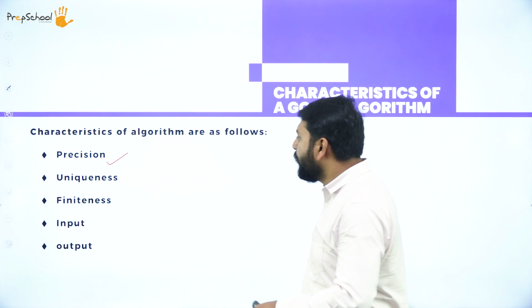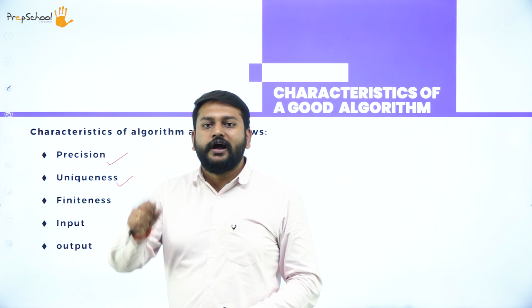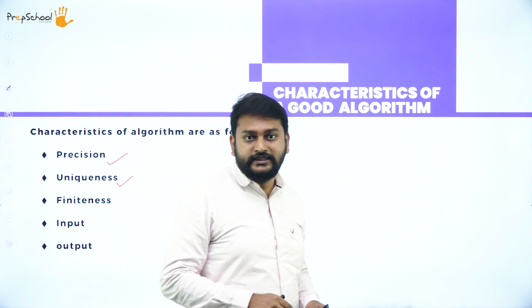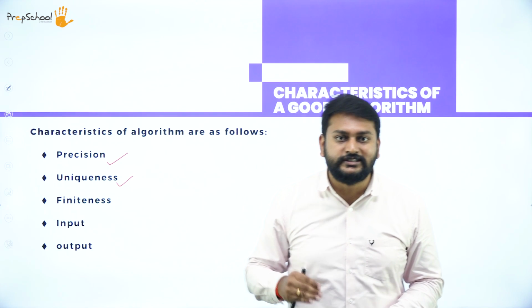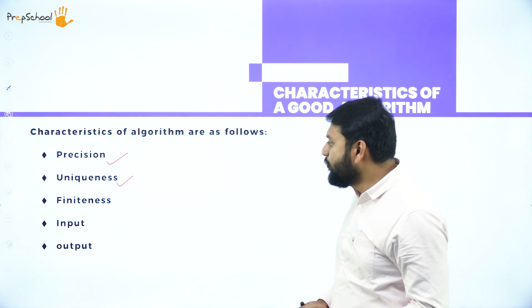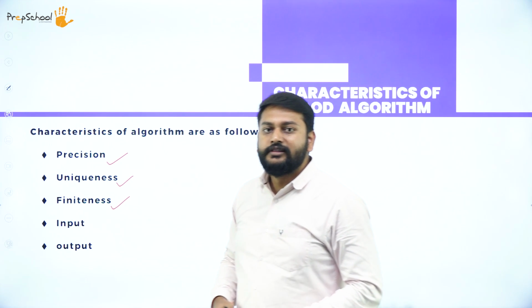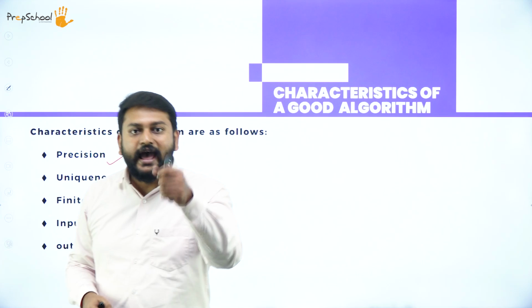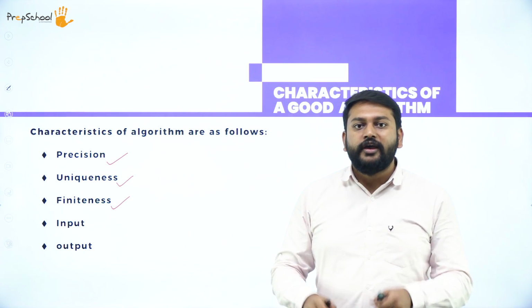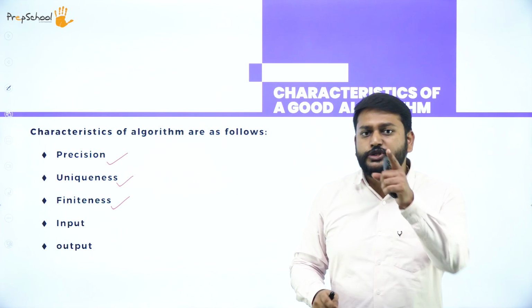The second important point, uniqueness. In each line, you should be able to perform a separate single task. That is what we call uniqueness. There should not be any repetitions. The third important point, finiteness. I should be able to count the number of steps that I have in the algorithm, and definitely it should have input and output. So this is especially a good characteristic of an algorithm. That's what you need to remember.